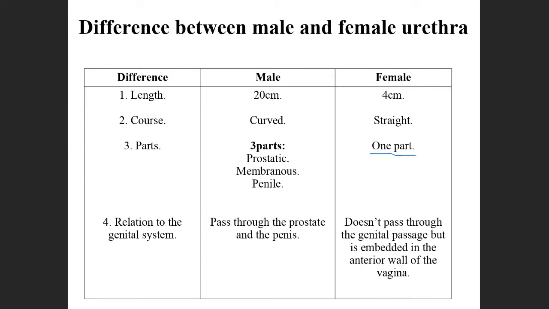What are the relations here? In the males, it passes through the prostate and penis. In the female, it does not pass through any genital passage, and it ends in the anterior wall of the vagina. Is it clear here? Is there anything you have not understood, so that we can revise?